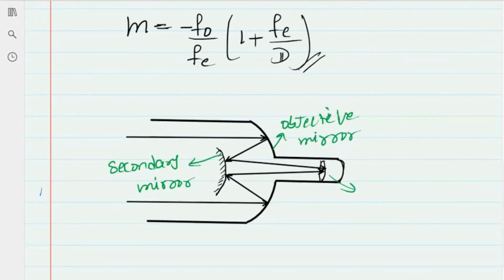Okay, so it is a modern telescope. We are using the concave mirror here. Once light is incident on the objective mirror, it is reflected, and the reflected light rays are incident on the secondary mirror, that is a concave mirror, and again it is reflected and will pass through the eyepiece. Then we can see the object clearly.